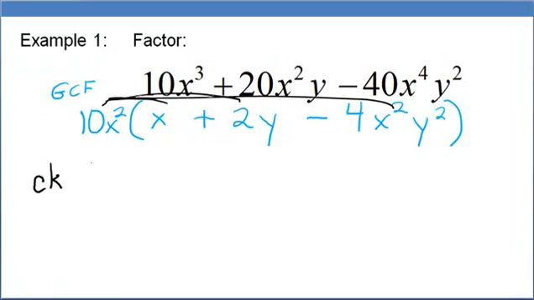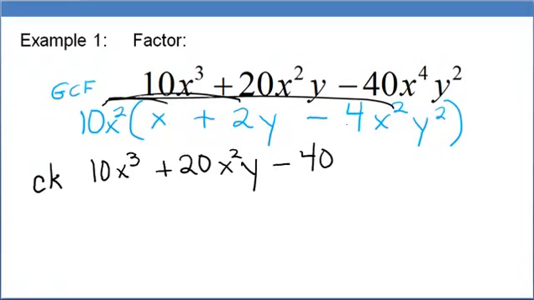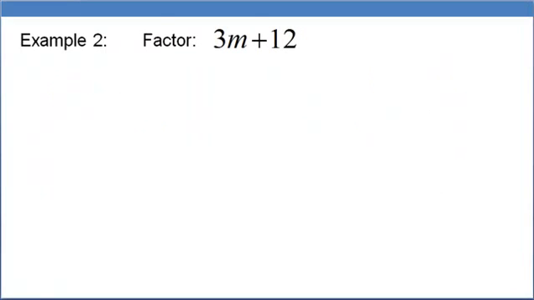So we will have 10x cubed. Remember, the exponents add when you multiply. And 10 times 2 is 20x squared y. And 10 times negative 4, negative 40. And x squared times x squared will give us x to the 4th. And a y squared does match our original, so we're good. Now your answer is this line, your factored form, so it needs to be a product. Let's look at some other examples.